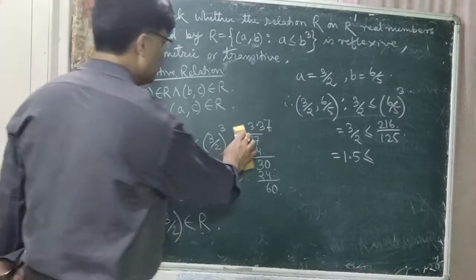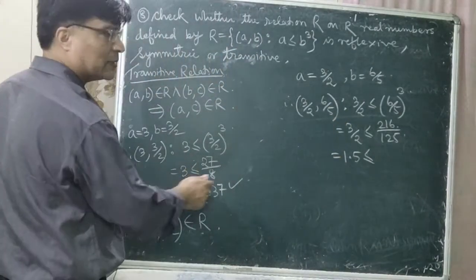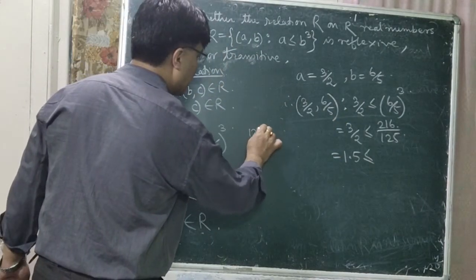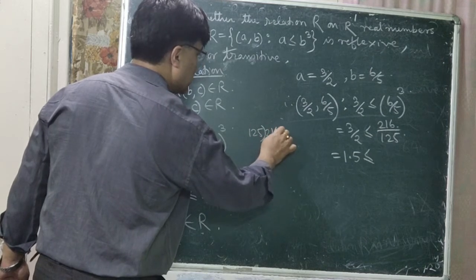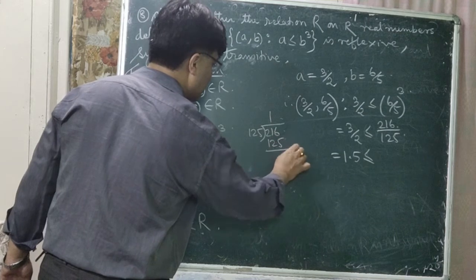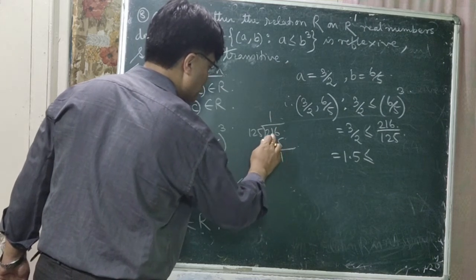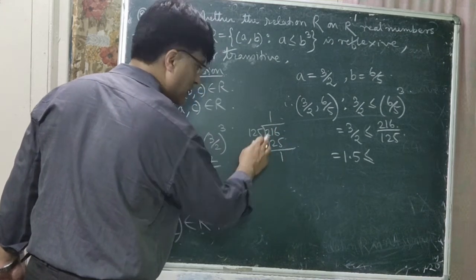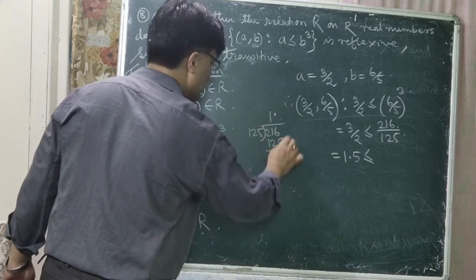So let us check it now. Divide 216 by 125. 216 by 125. Let us subtract it. 6 minus 5 is 1.